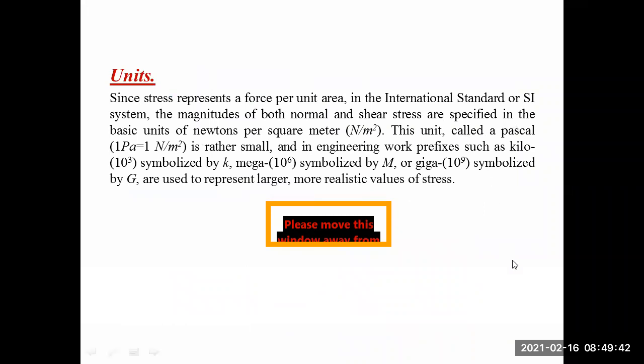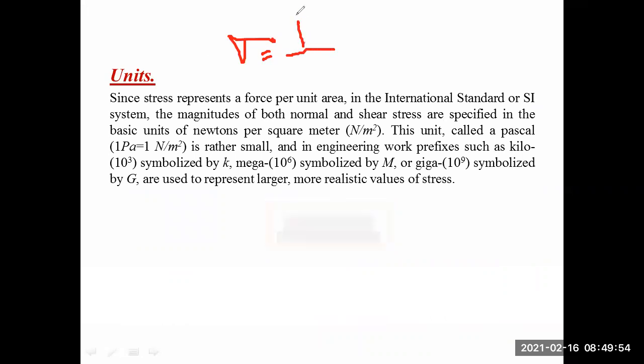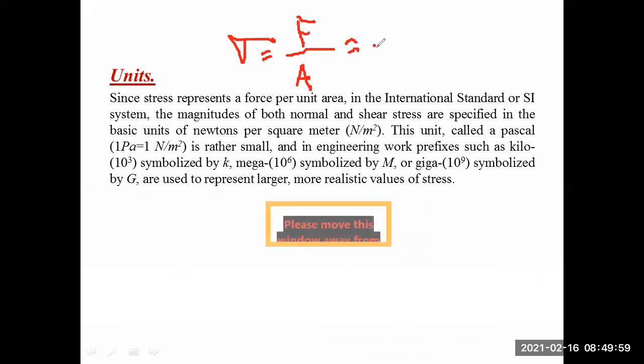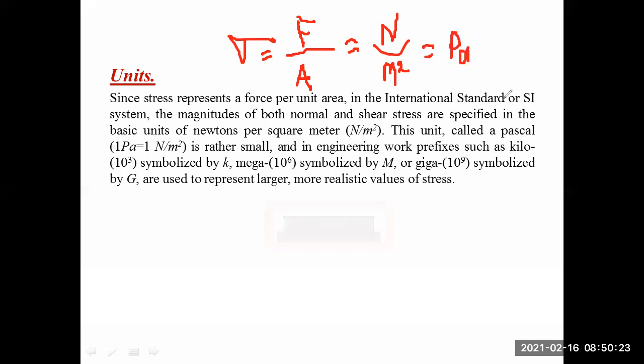Normal stress. Now we study a bit about the units. Usually, stress, whether it be normal or shear stress, is force over area. If the force is in Newton and the area is in meter square, for example, you are going to get a unit called Newton over meter square, and this unit is known as Pascal. Newton over meter square is Pascal.